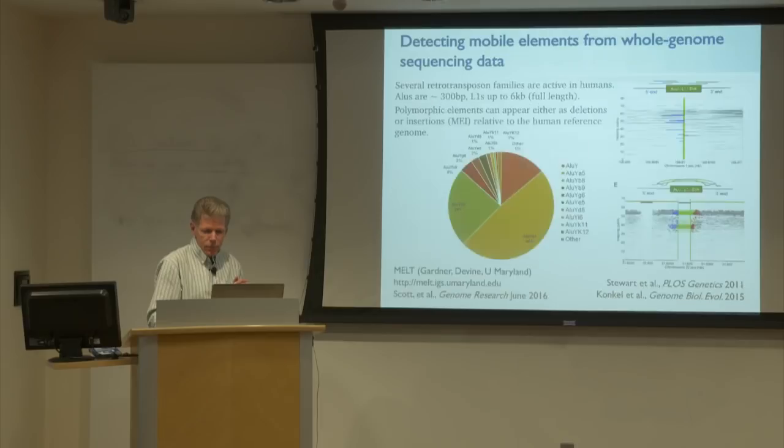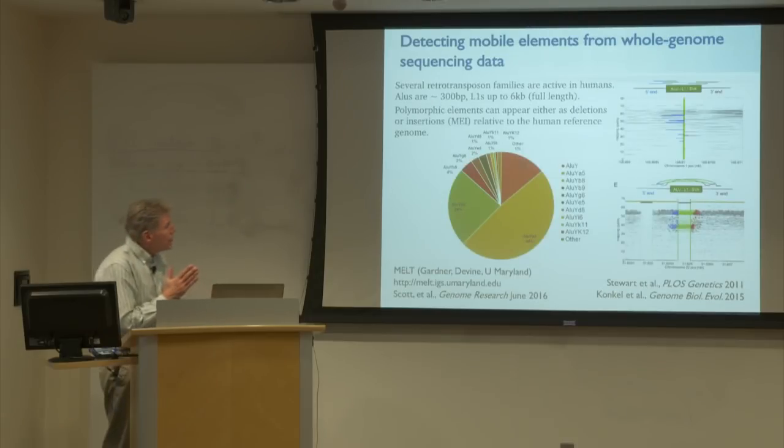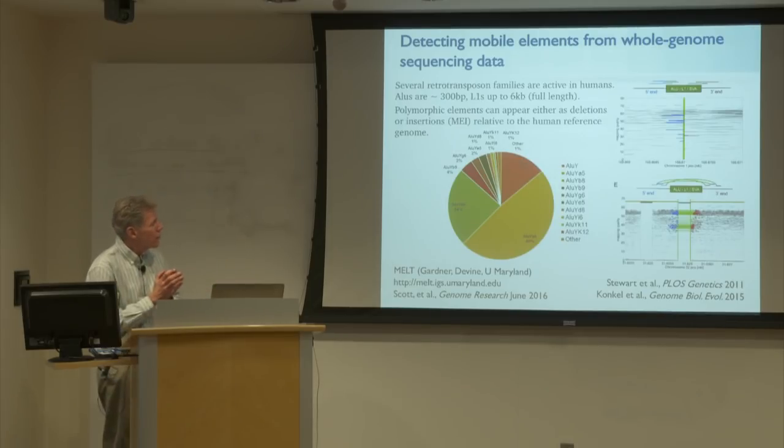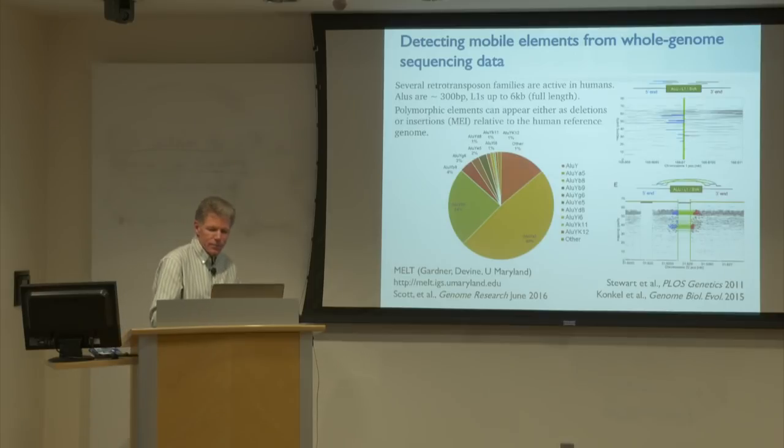So I had just talked a little bit about the ALUs and the L1s. This is the slide that shows you the kinds of ALUs that are active in the human genome. Mobile elements are a little bit of a specialized subfield unto themselves, but it's important to know about them as an important class of structural variation that exists in humans.